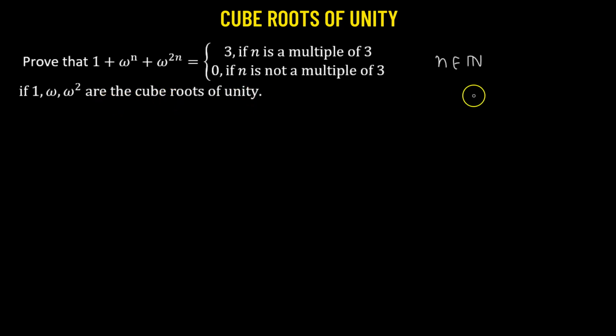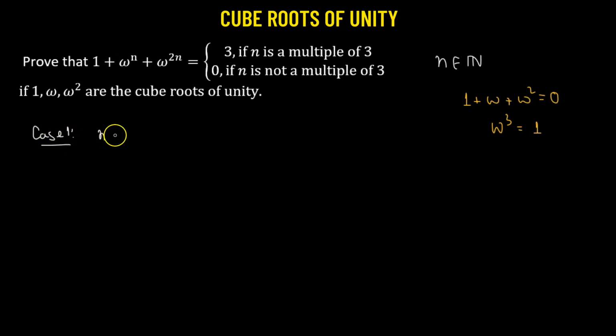Since they are the cube roots of unity, it immediately follows that the sum of the roots, 1 plus omega plus omega squared, will be 0, and the product of the roots will be equal to 1. We'll use this fact. Now, coming to the problem, let's consider case number 1.